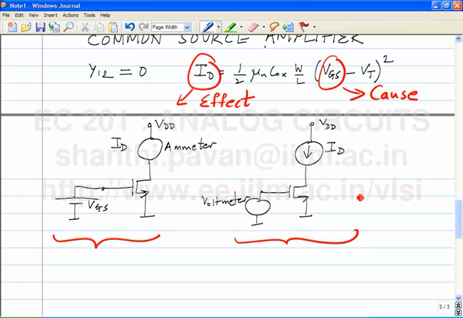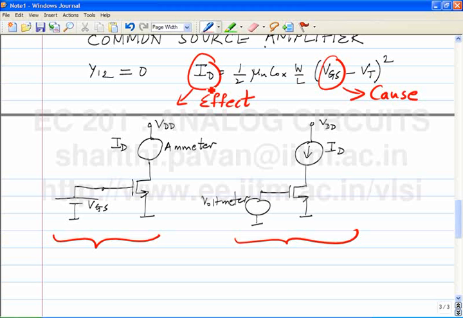0. Why 0? I don't know why. What is so special about 0? I don't understand. Okay, then somebody says it can be anything. Obviously, there is something special about anything because anything can be anything. I would say ID is 1/2 mu n Cox W by L, VGS minus VT, the whole square. VGS1 results in ID. So, I will make the argument that if I pump ID into the drain, I should get VGS1 at the gate. What is wrong with that argument?